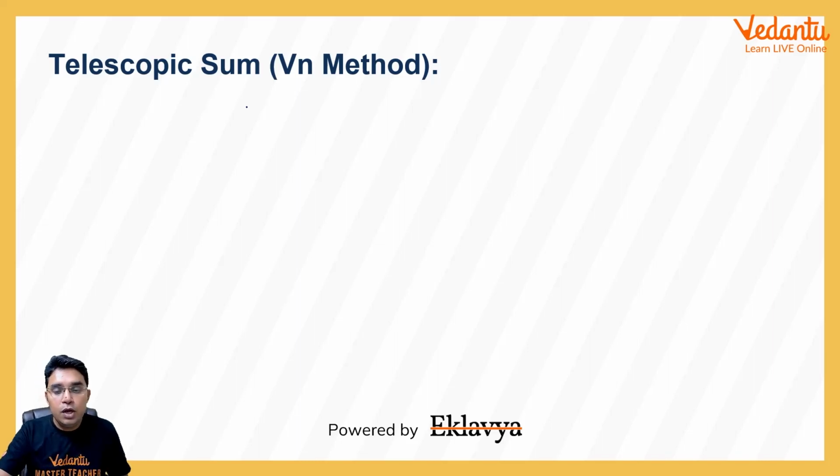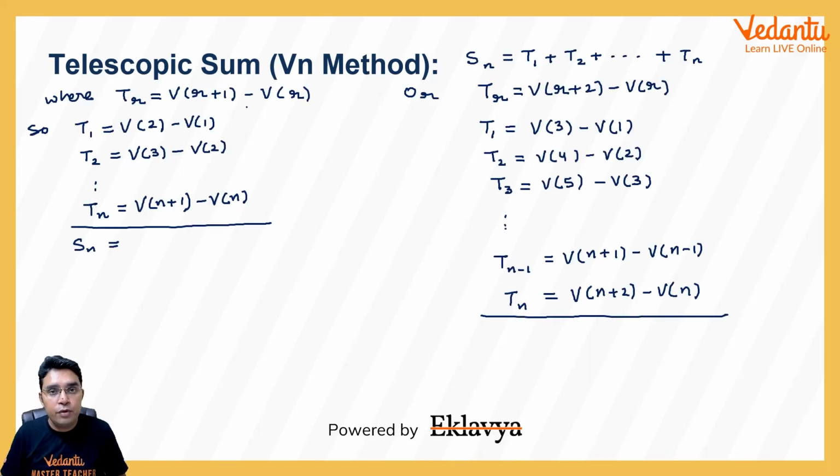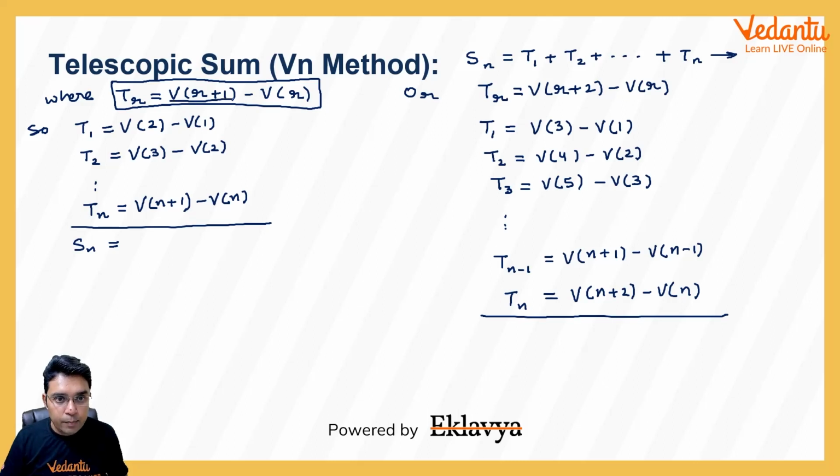So I will first tell you what this telescopic sum is and then I will take a few examples to explain that. Let us assume we are given this series S_n, which is the sum of T_1, T_2, T_3 and so on up to T_n. Now if we are able to write this T_r as V_(r+1) minus V_r, these two V_(r+1) and V_r are the same thing, but you can obtain one from the other by interchanging r with r+1 or r+1 with r. So this is the difference between V_(r+1) and V_r.